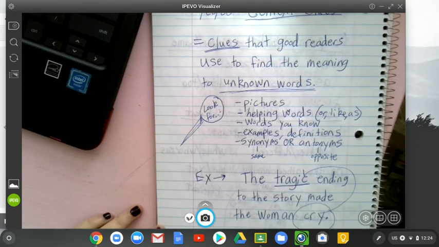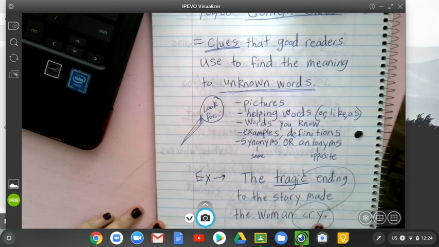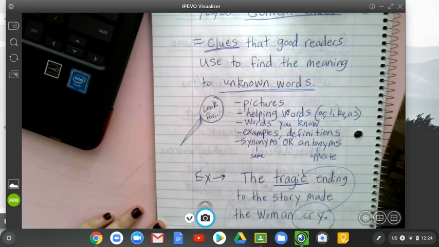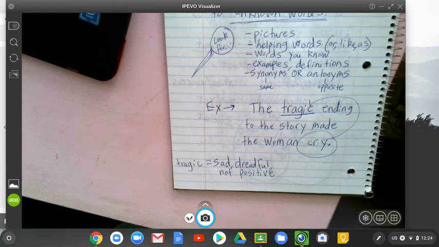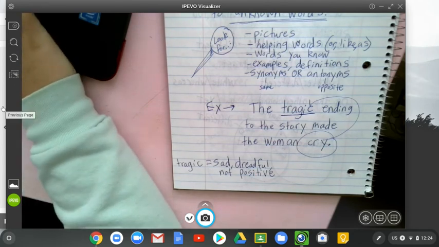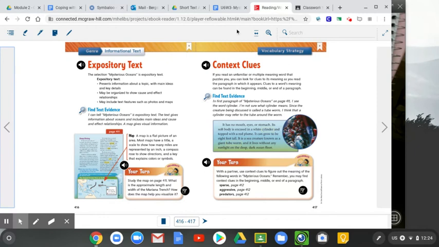So for the example we used last time, it says, the tragic ending to the story made the woman cry. I said that I made an inference because if somebody's crying, I know that the ending of a story was probably sad, dreadful, or basically just not positive. So to show this a little bit more, I'm going to give you an example from your assignment today.